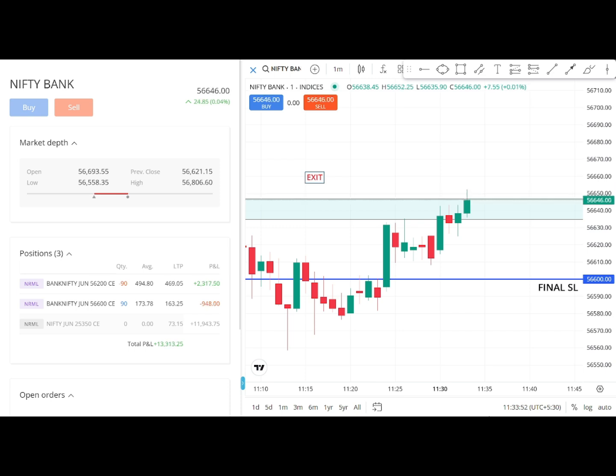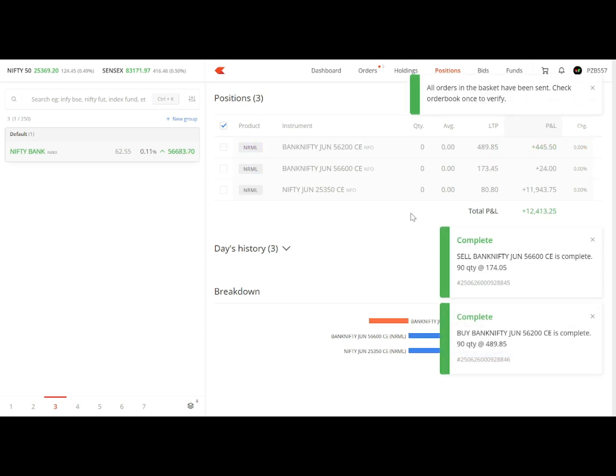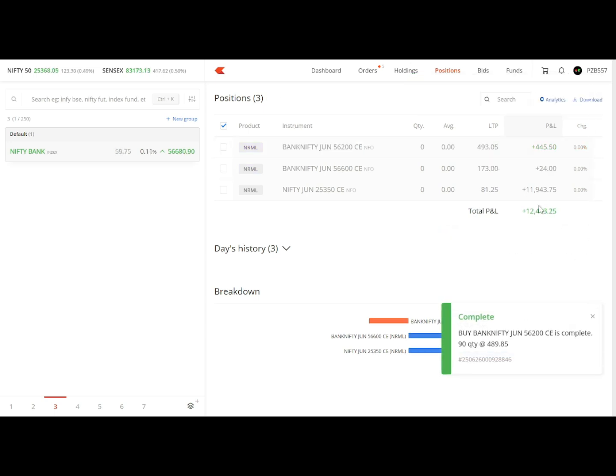Sure, market is trying to turn bullish, so I'm exiting. Exited, because it's the monthly expiry, so don't take too many steps.